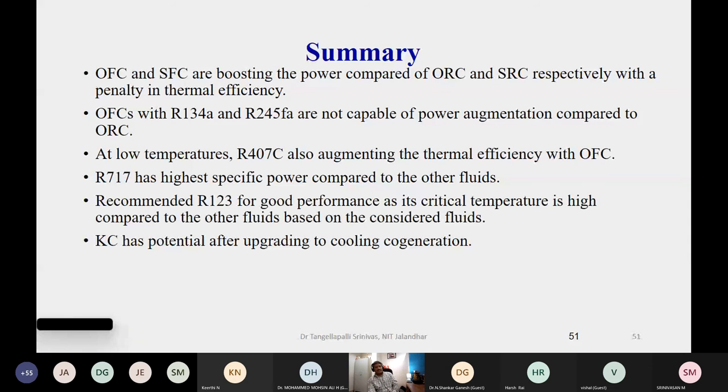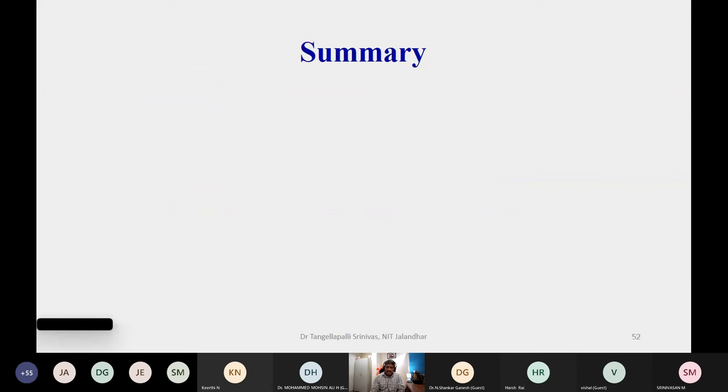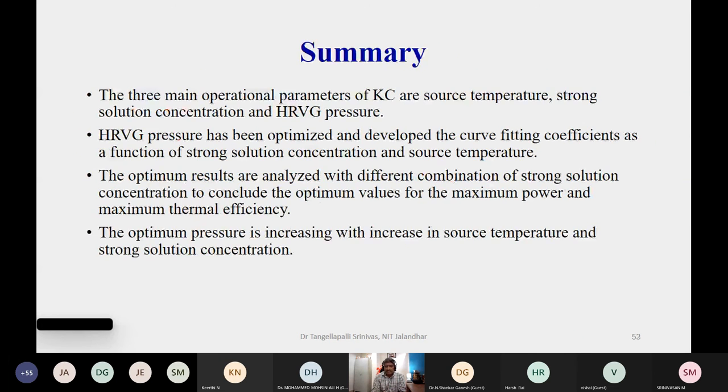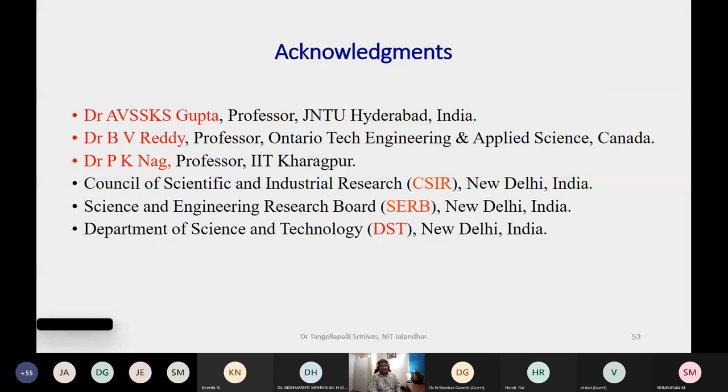And finally, just to conclude, low temperature technologies like OTEC and AC. But we have to take precautions with the fluids because performance conditions are changing. So, before going to select the type of technology, thoroughly compare the configurations and tools so that we take the correct decision on the layout, as well as to meet the objectives like either power augmentation or efficiency augmentation or combined power and efficiency augmentation.